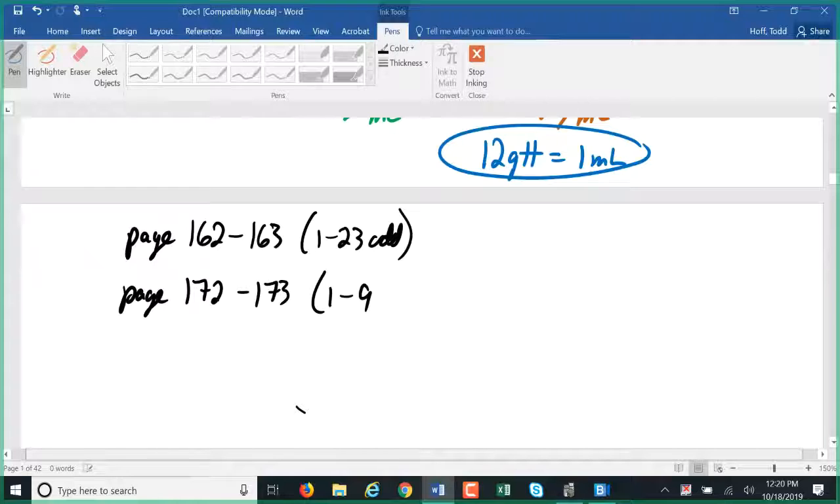Also, page 172 to 173, 1 through 9, is more practice on dosages and constituting medications. So like I said, use whatever method works best for you when you're doing the dosages. Okay. That's it, just the two. Yeah, I know, not 5 or 6 pages this time. Don't get used to it.